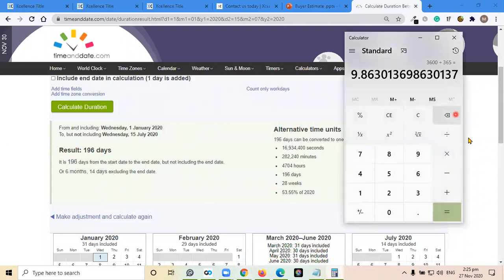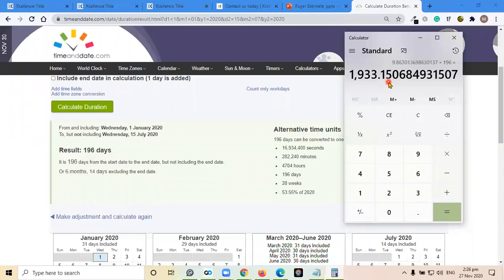So let's use the calculator. So we're going to multiply this by 196 days. And it's going to give us this amount. And this amount right here is going to be the amount that the seller or the owner will credit the buyer on the day of closing.